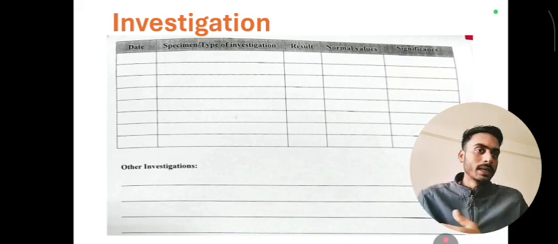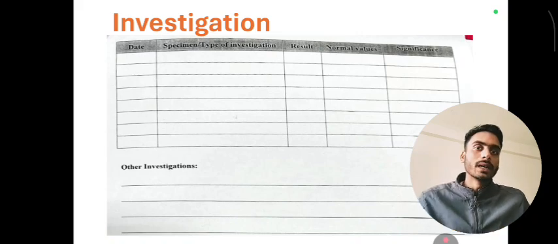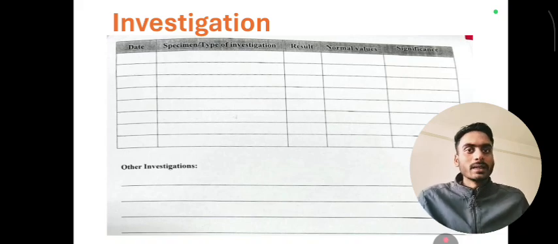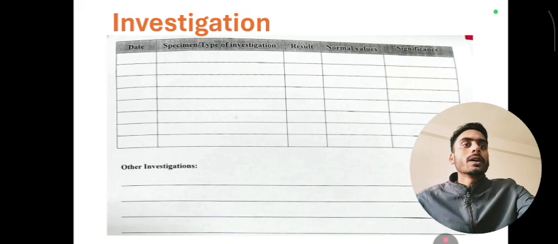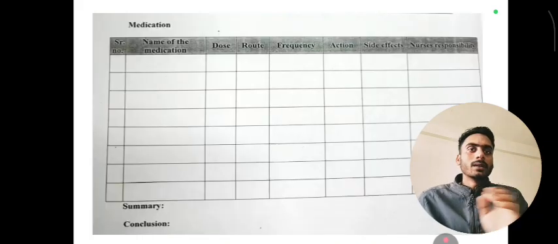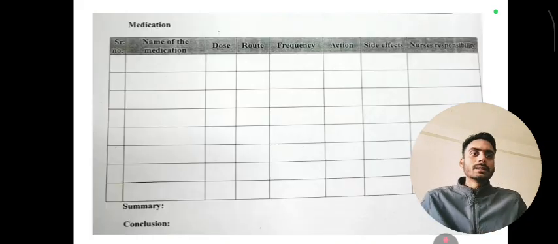And also you write department of biochemistry, like urea, creatinine, cholesterol, like that. Okay, this report also you just write. And for other investigations, you write like ultrasound, CT scan, MRI if done, or any kind of USG ultrasound done, you just write in other investigation. Okay, and then medication, according to the patient.